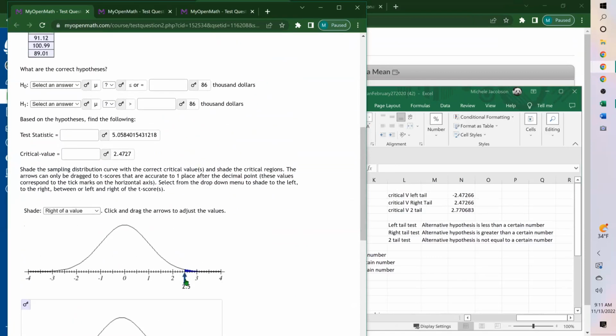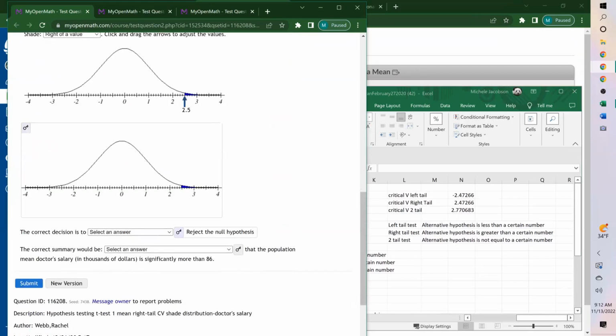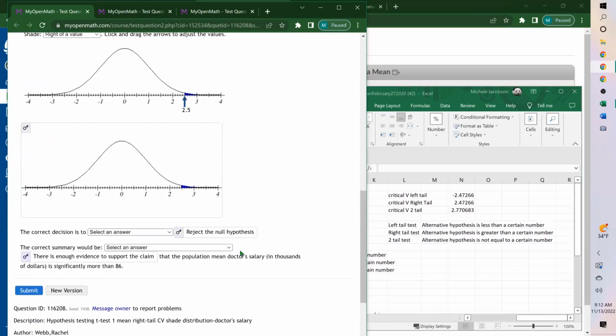So this is our critical value. This is our test statistic. Our test statistic is 5, so it's way over here. It's definitely above. So we would reject the null hypothesis. The correct summary would be, there's enough evidence to support the claim that the mean doctor's salary is significantly more than 86. Because we rejected the null, we accepted the alternative, which was greater than.